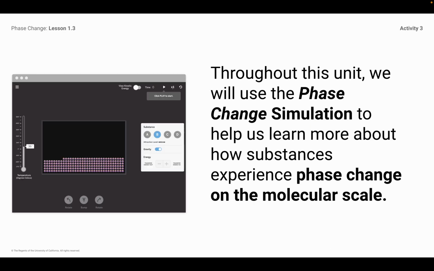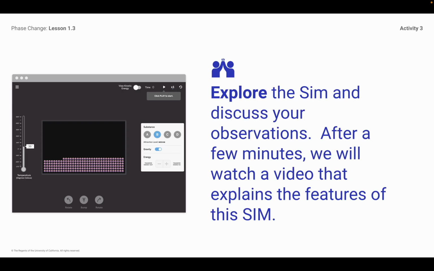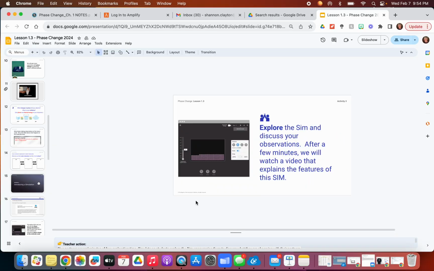So throughout this unit, we're going to use this phase change simulation to help us learn more about how substances experience phase change on the molecular scale. So I want you just to take a minute to explore the sim and make some observations. And then after a few minutes, I'm going to show you a video that helps explain the features of the sim. Okay? In order to get there, you are going to go into Amplify.